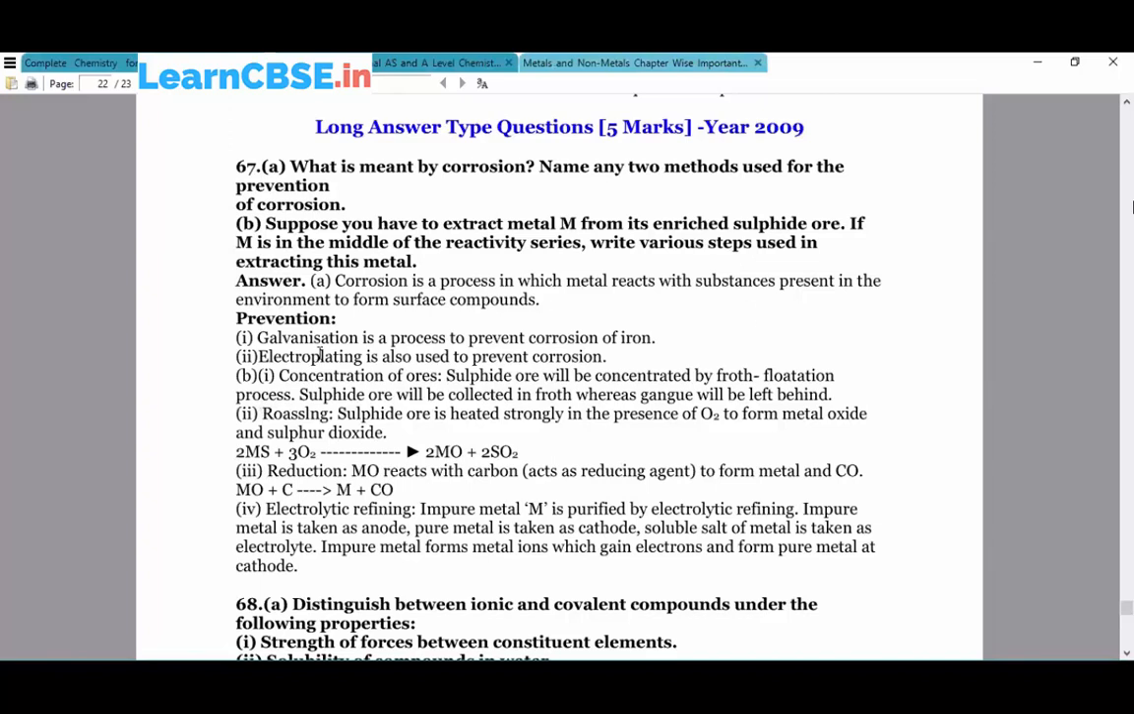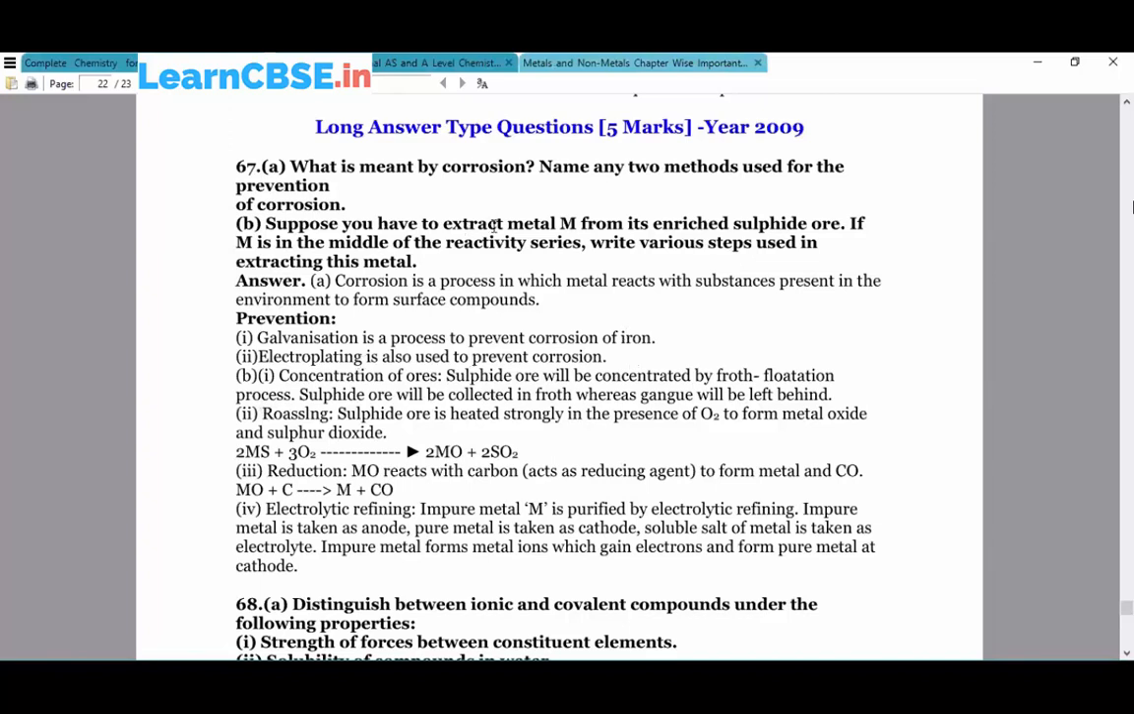To prevent it, the first method is galvanization. It is a process to prevent the corrosion of iron. The second one is electroplating, in which you coat the metal with other metals, which is used for preventing corrosion.